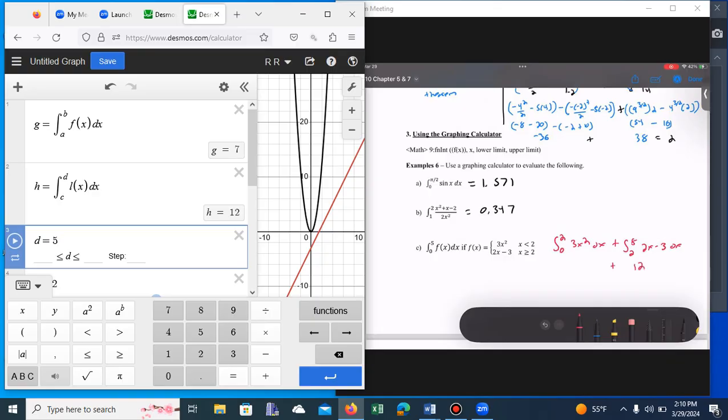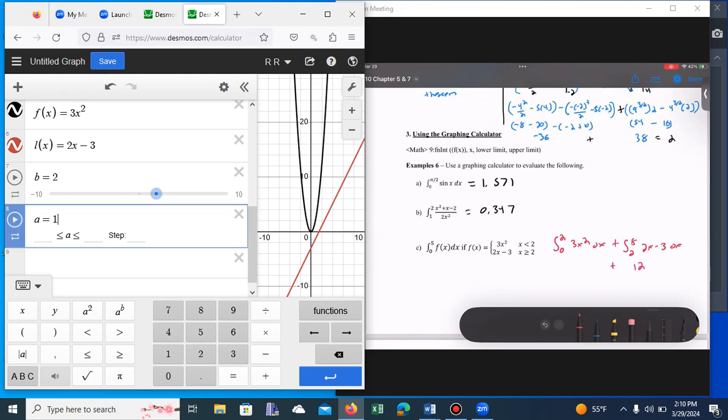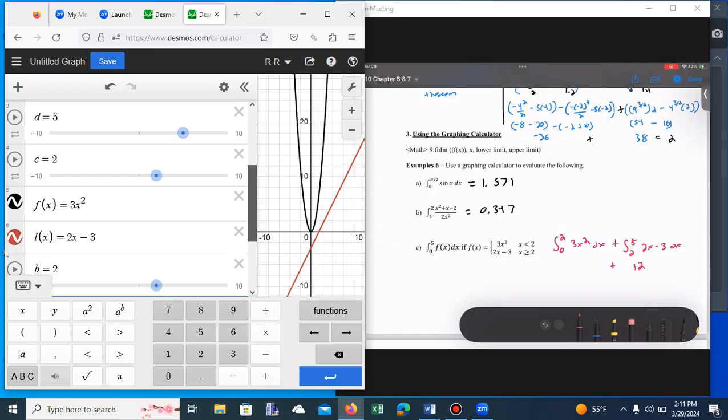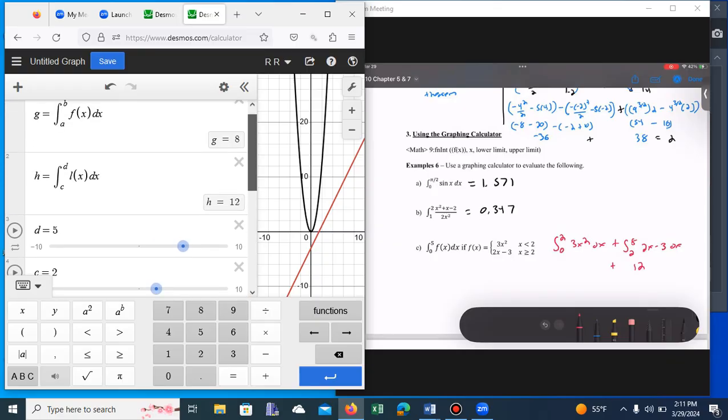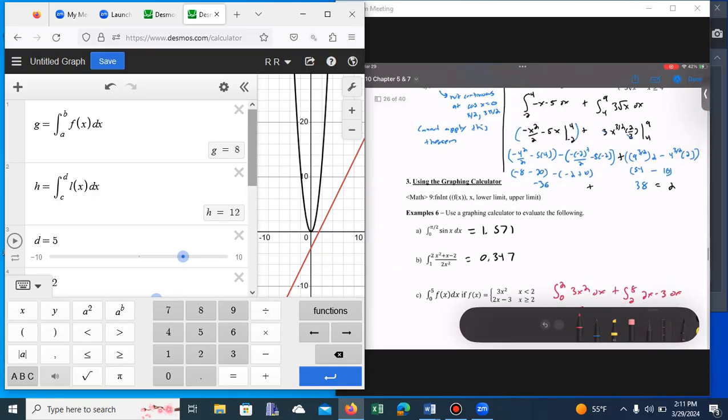Just that part. And then from 0 to 2, that's our A and B, 0 to 2. And that's for f of x, which is 3x squared. And we get 8. That's going to give us 20. Right. Let me do one more. Let's go back up to this one.